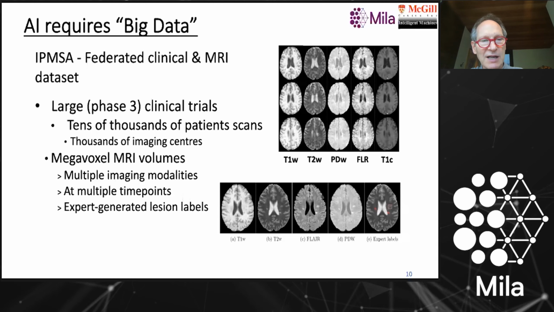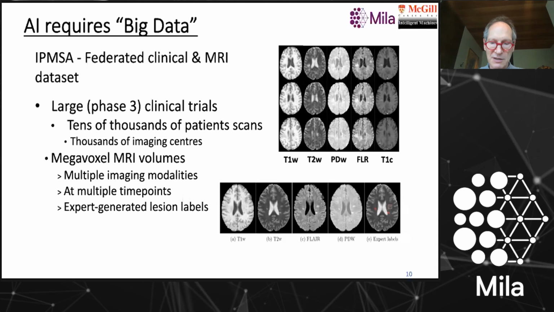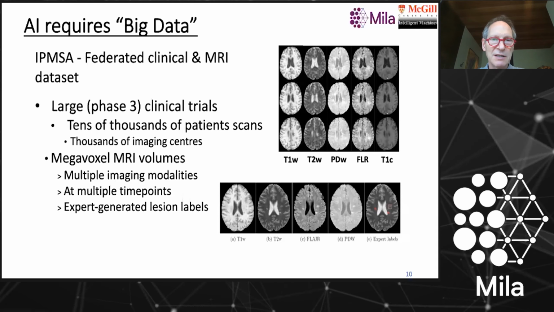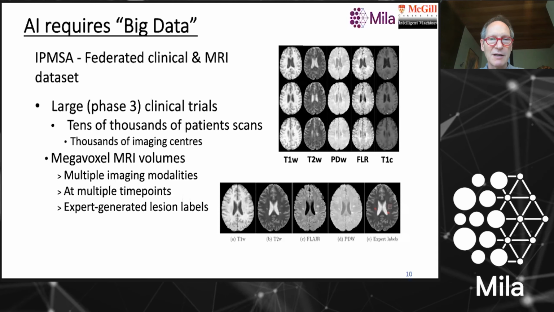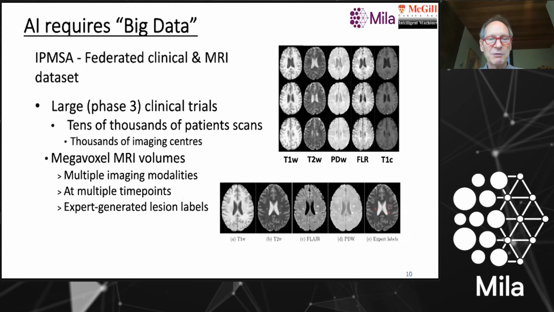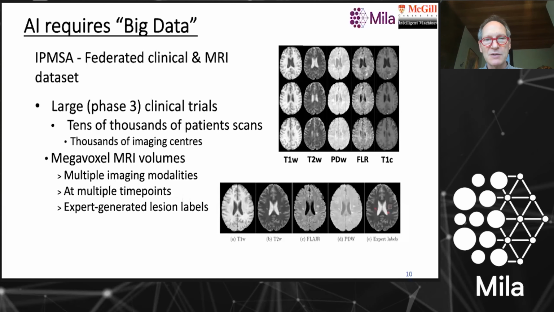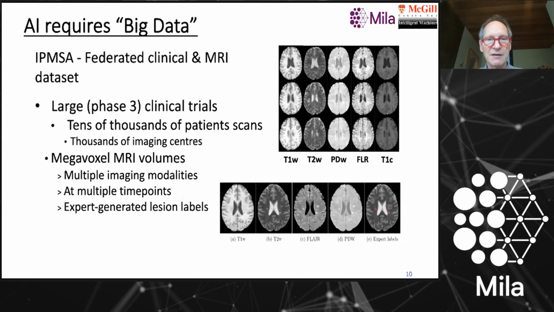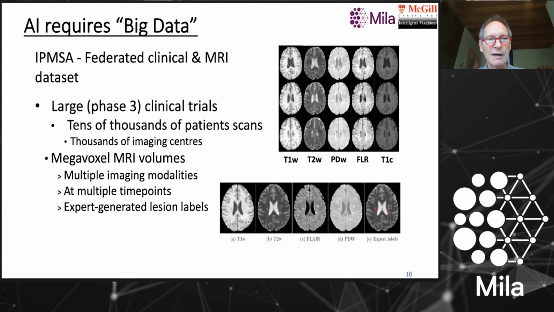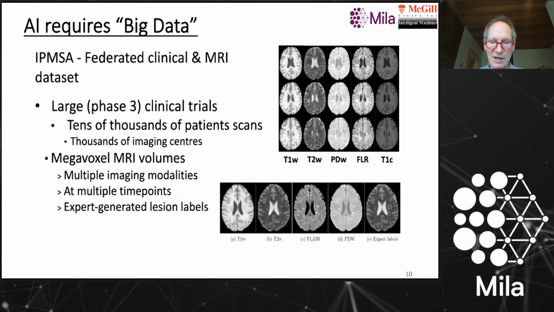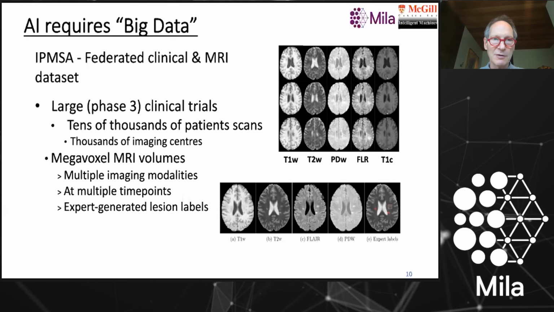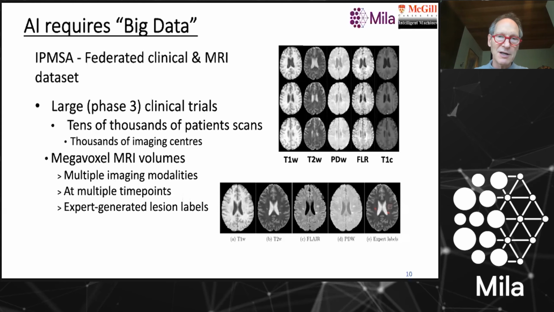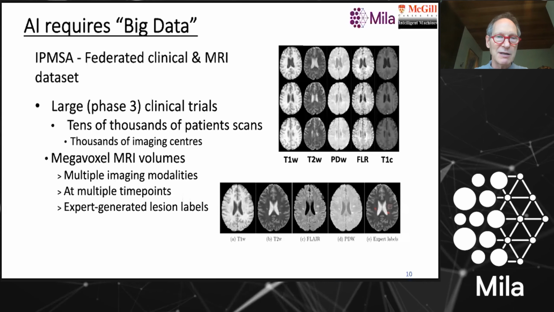It's a non-trivial challenge, as Tal will describe to you, because we have multiple imaging modalities, as you can see here: T1 weighted, T2 weighted, proton density weighted, FLAIR, T1 post contrast. We have multiple time points for each person who is scanned serially, at the beginning of the trial before they go on the drug, and then at different intervals after they go on the drug. We have, for many of these trials, expert generated lesion labels for these many thousands of scans, and not a task that can be easily accomplished in an academic setting.